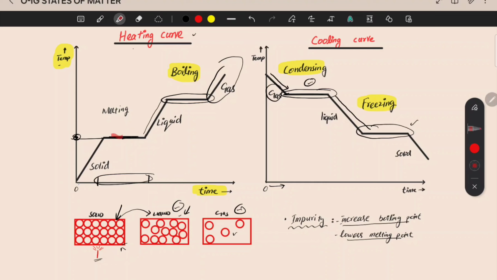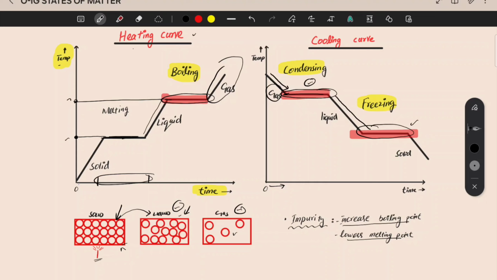So these horizontal parts of these curves are the points where the change of state will occur, and the forces of attraction will form or break in these heating and cooling curves. As you can see, these horizontal lines show one very fixed temperature at which melting is occurring, and a very fixed temperature that is the boiling point of that liquid.